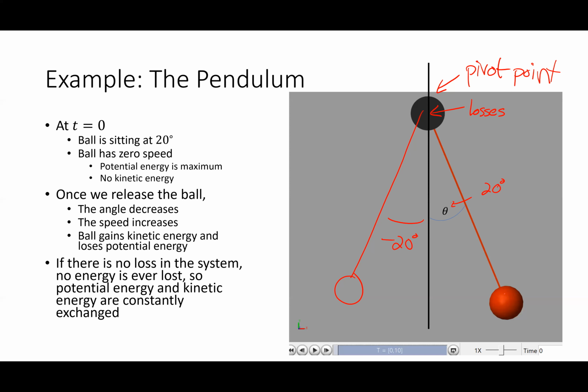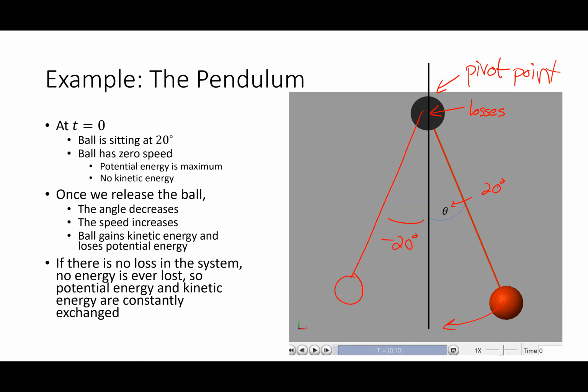So I move this guy to 20 degrees. Once I move this ball to 20 degrees, we say this thing has potential energy, right? It's pulled up to some height. I let it go, and then energy goes to kinetic energy as it spins. What's going to happen if there's absolutely no losses in this system? I started at 20 degrees, it's going to go to negative 20, and then back to 20, and then back to negative 20, and it's just going to go back and forth forever.